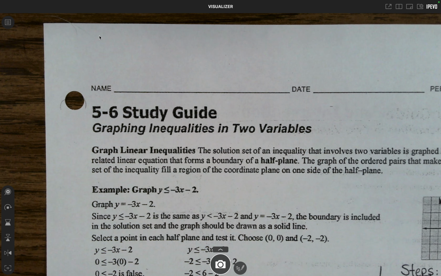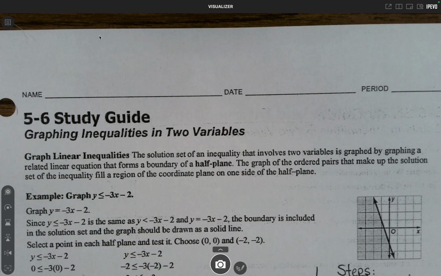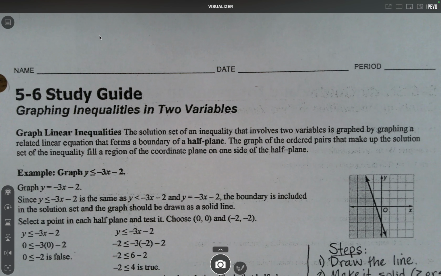We've been doing inequalities in one variable, and now we're going to look at how we can graph inequalities in two variables. So the solution set of an inequality that involves two variables is graphed by graphing a related linear equation that forms a boundary of a half plane.